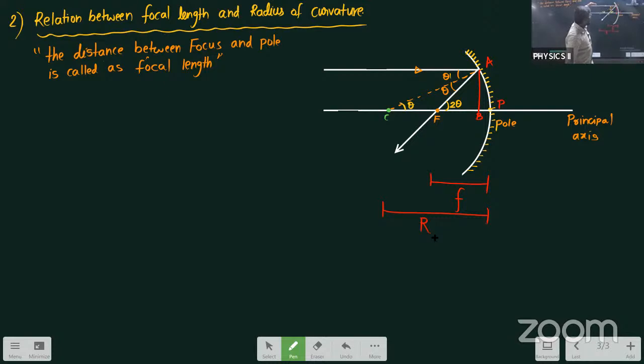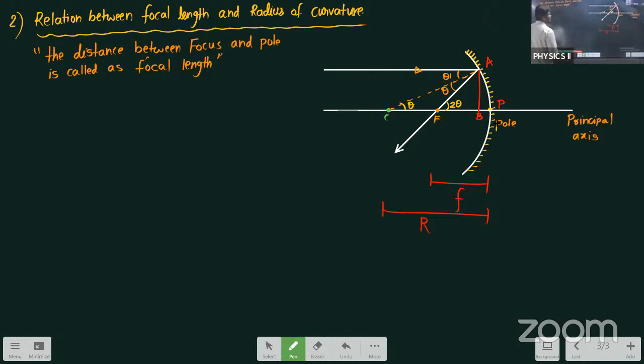A ray of light which is parallel to the principal axis is incident on a spherical mirror. After incidence, what phenomenon takes place? Reflection takes place. After reflection, the light passes through a point that is called the focus. The distance between focus and pole is called the focal length. And the distance between pole and center of curvature is called the radius of curvature. Now let us start the mathematical part.